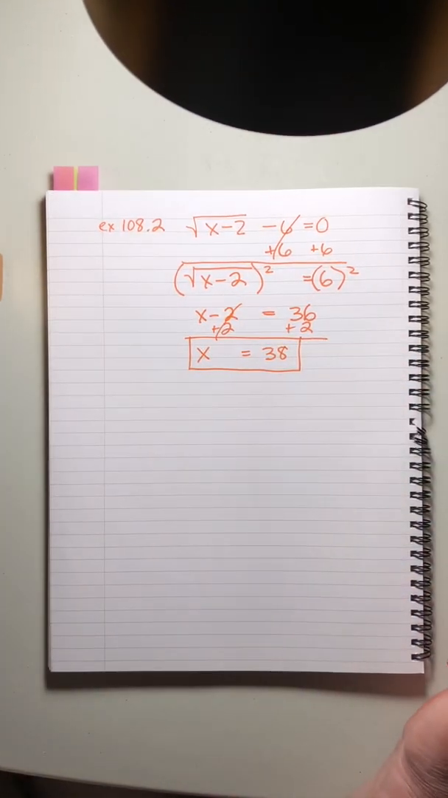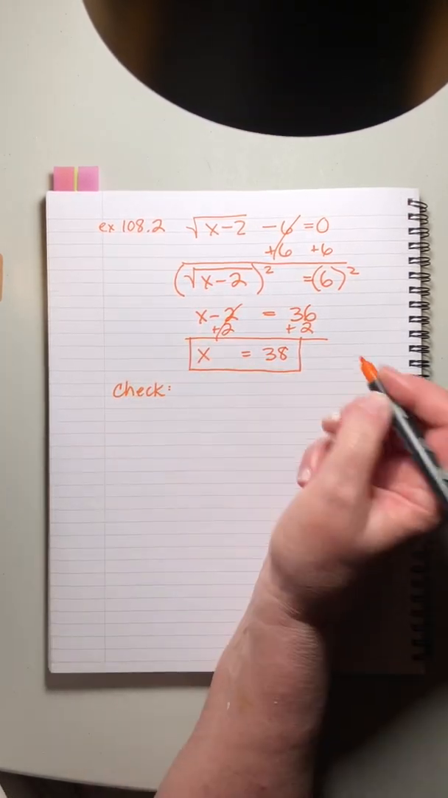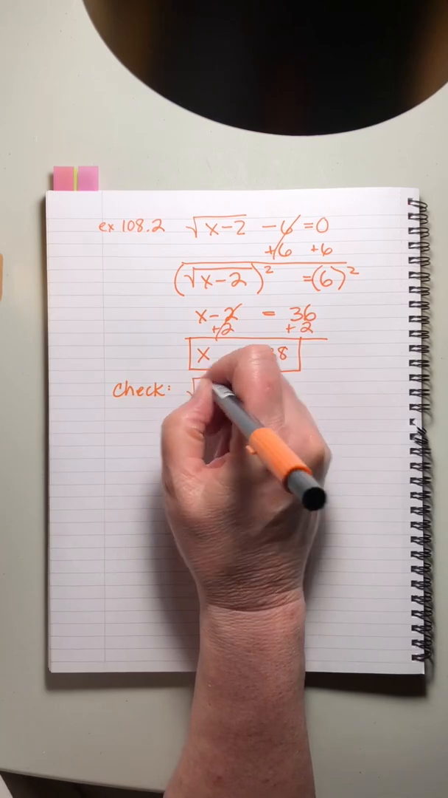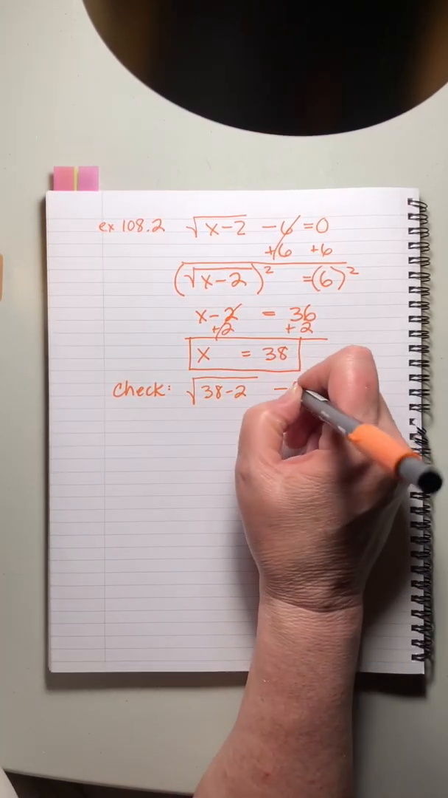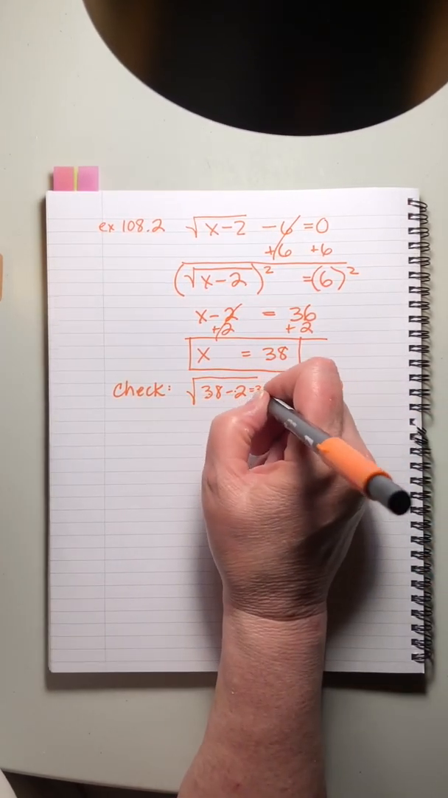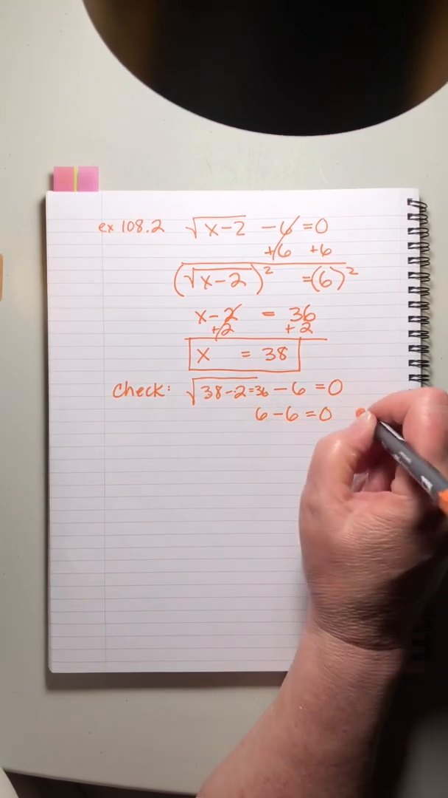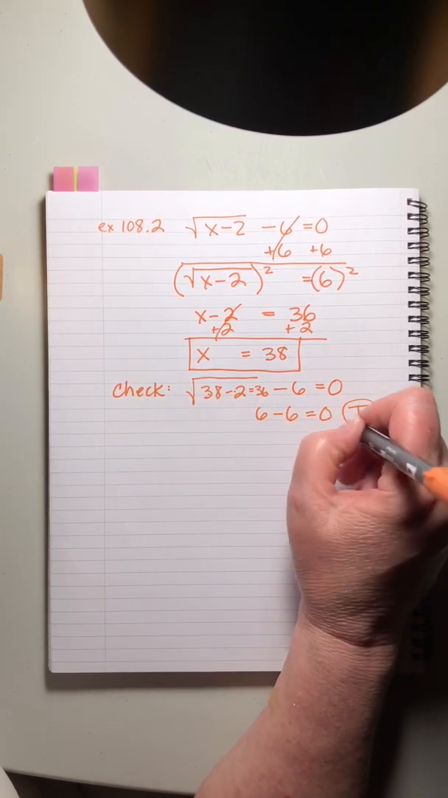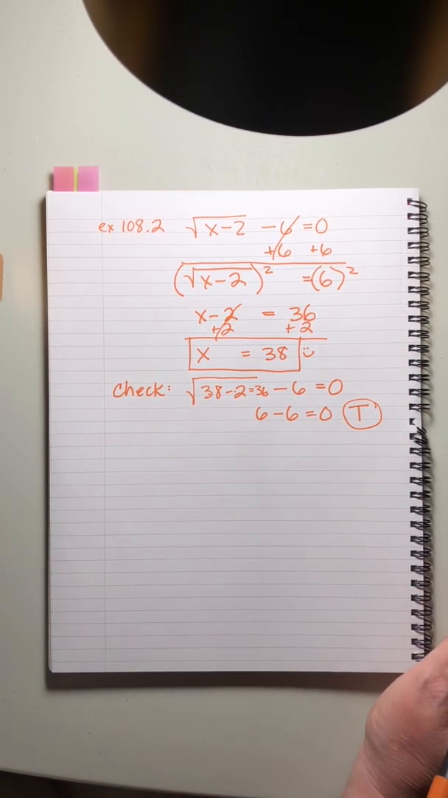But before I check and smiley face it, I'm going to do the test. I'm going to check it. So we just put that number back in there. Square root of 38 minus 2, minus 6 equals 0. 38 minus 2 equals 36. Square root of 36 is 6. 6 minus 6 equals 0. Hey, it's true. Yay. So that means this is the correct answer. Satisfying, right? Okay, let's do another one.